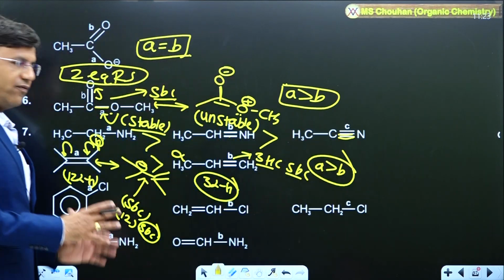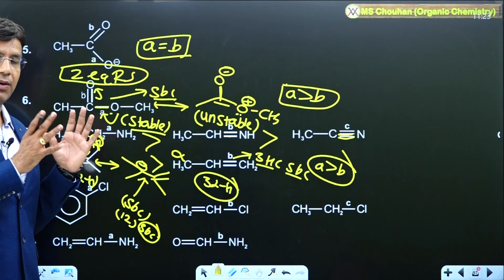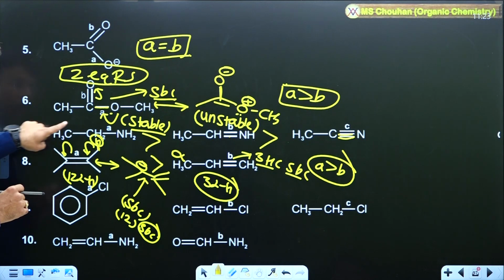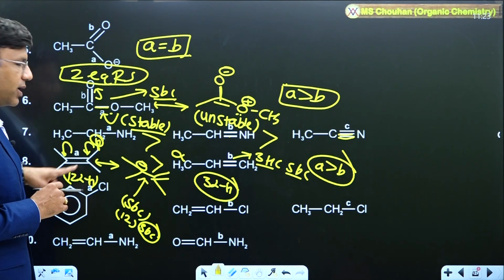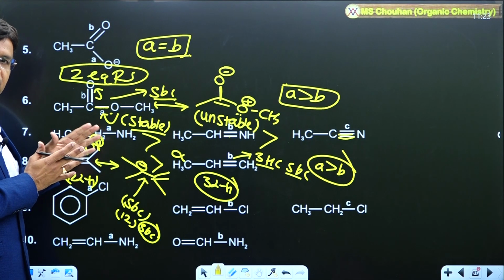Got it? While comparing the bond length, as I explained earlier in my class, you should focus only on the particular bond length. You don't go for the stability of the complete molecule. Complete molecule stability is a different concept, and particular bond length and bond strength is a different concept.